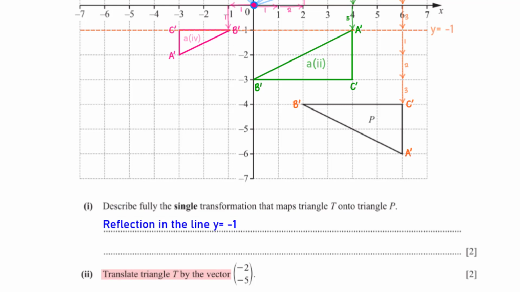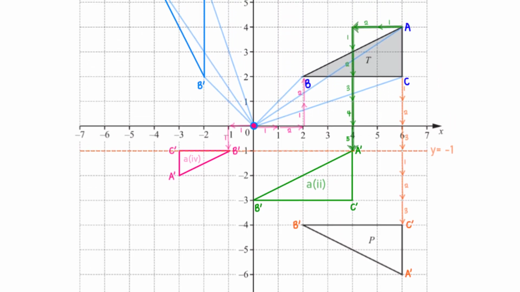Translate triangle T by the vector -2, -5. For this translation, the translation vector dictates that we move each of the vertices of triangle T 2 units to the left and 5 units downwards. On the diagram, the movement for point A has been shown. After repeating the same process for all the other points as well, we are able to map out the translated image of triangle T.